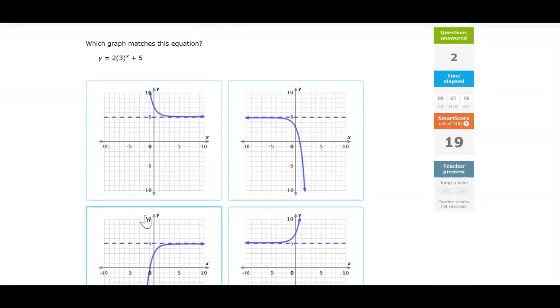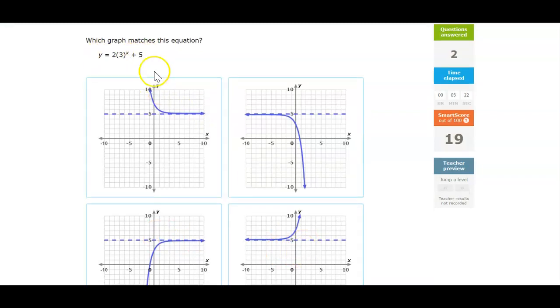Look at a couple more of these. Which graph matches the equation? We've got plus 5. So I'm going to look at my asymptotes first. They all go through 5, those dashed lines. Now I'm going to look and see, is it above or below? That's positive, so it needs to be above it. That one's good. That one I can throw out. That one I can throw out. There we go. So it's A or D.